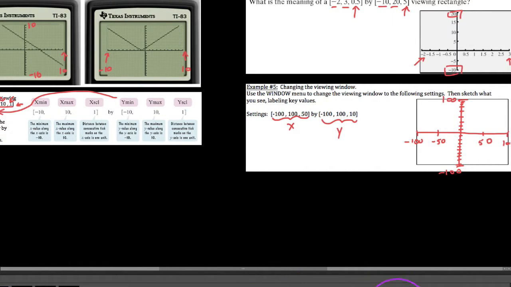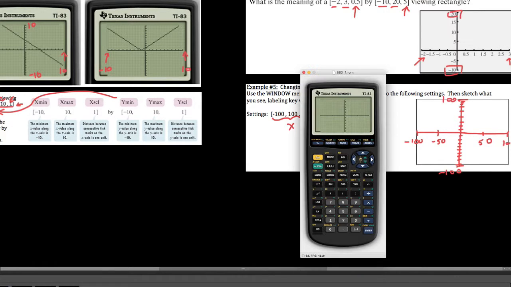The last thing I want to do in this video before we tune out is, if I get my calculator back out here, I'm going to go to zoom and hit 6. Right here where it says zoom 6, okay?